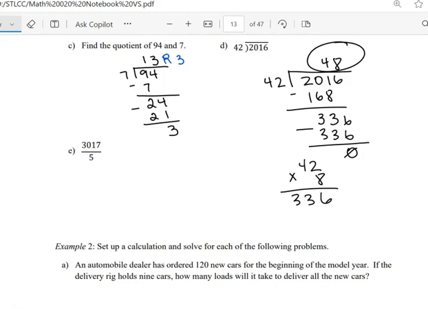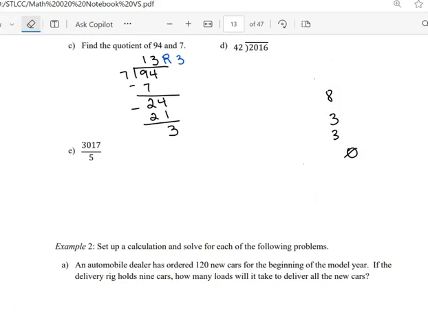Okay. All right. So, and then we're going to do the last one, 3017 divided by 5. So that one is a tricky one. So make sure that you're paying attention to the way I'm working this problem. So part E. So let's set it up. 3017, the first number or the number on top goes inside the long division, divided by 5.